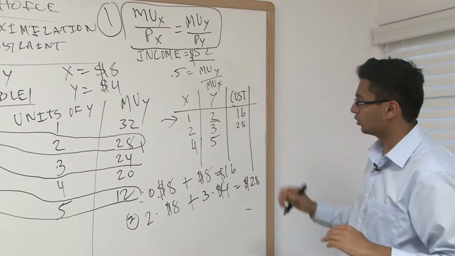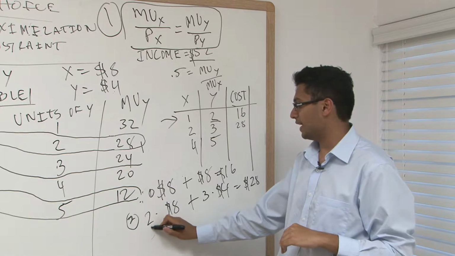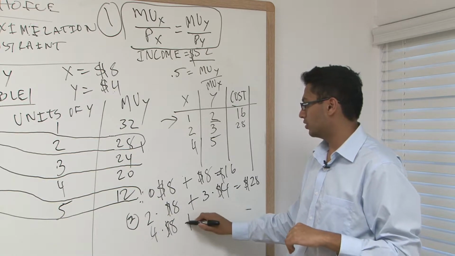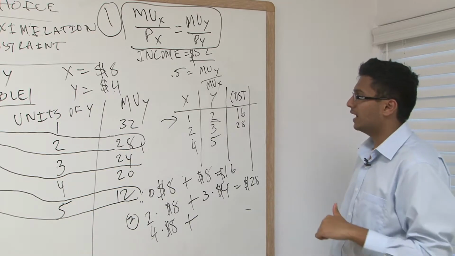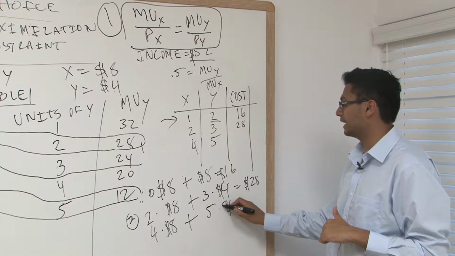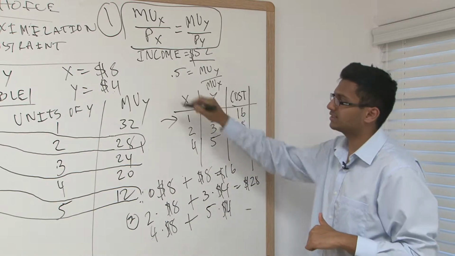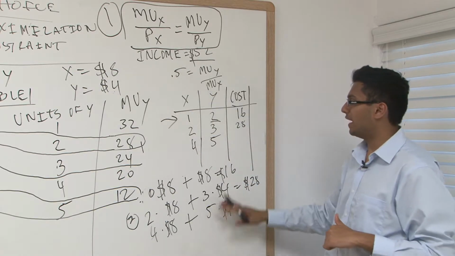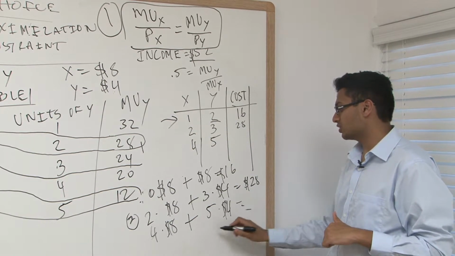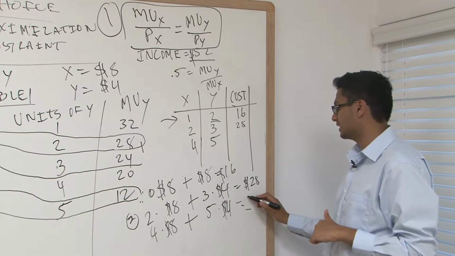Now let's take the third combination, which is 4 units of x, 4 times 8, 32, plus 5 times 4, which is 20. Everyone see how I got that? I'm using 4 units of x times the price of $8, and 5 units of y times 4. So this is 20 plus 32, and this is exactly 52.